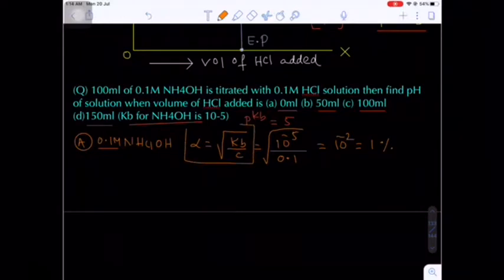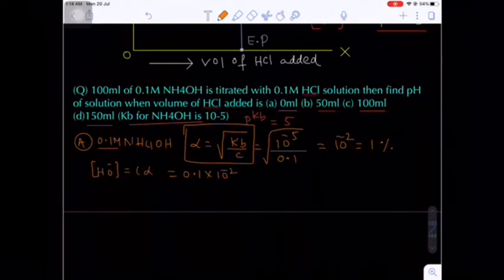So in case of percentage, I shall write it is 1%. So our approximation is less than or equal to 5%, then only we have to use alpha is equal to under root of Kb by C. Our approximation is correct. Now what is the OH minus ion concentration at equilibrium? C into alpha. C value 0.1, alpha value we just calculated, 10 to the power minus 2. Are you getting my point? So the overall value of the OH minus ion concentration will be equal to 10 raised to minus 3 moles per liter.